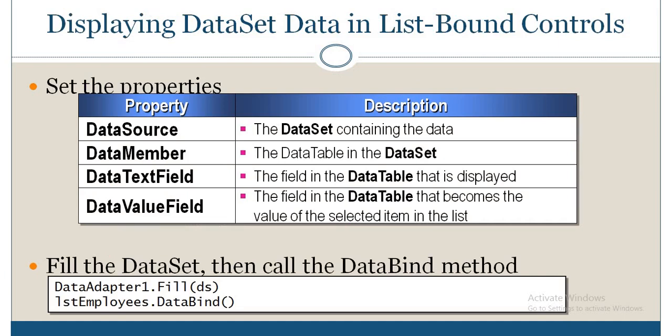Displaying the dataset in the list of bound controls. Dataset contains the data member, the data table in the dataset; the data text field, the field of the data table that is displayed; and the data value field, the field of the data table that becomes the value of the selected item in this list.